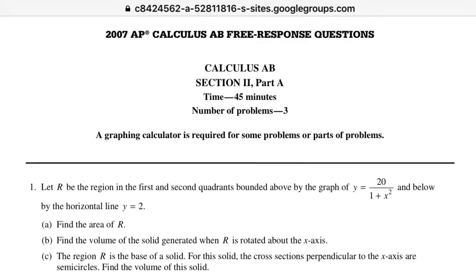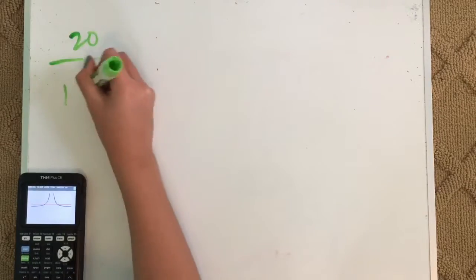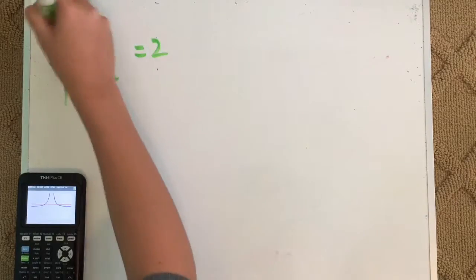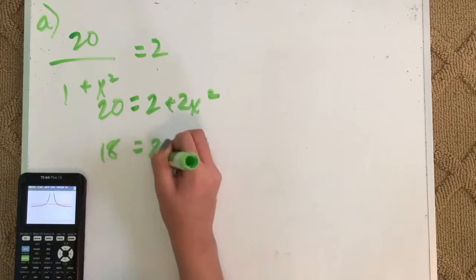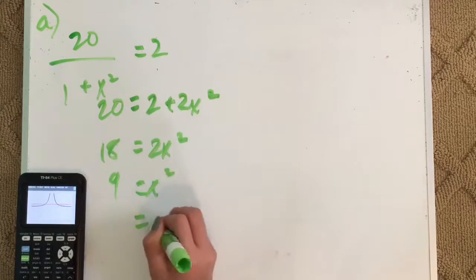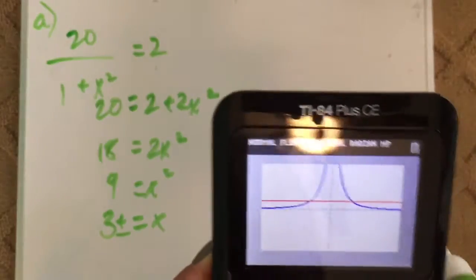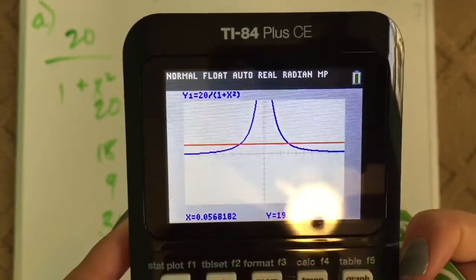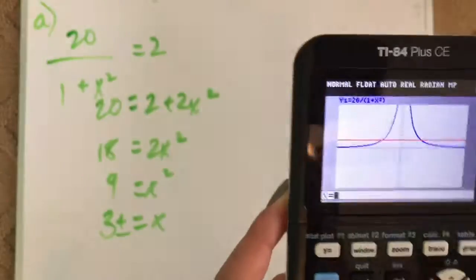So problem A, find the area of R. So what we're going to start off by doing is find the point of intersections of where the area is bounded. So we're going to set the two equations equal to each other and solve for x. And if you solve for x, you get x equals plus or minus 3. Or we could have just used our graphing calculator and look at the graph and see where the two points of intersections are. Like we could have just traced the graph.